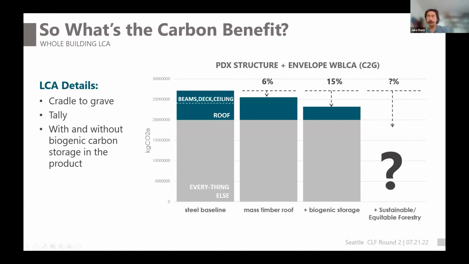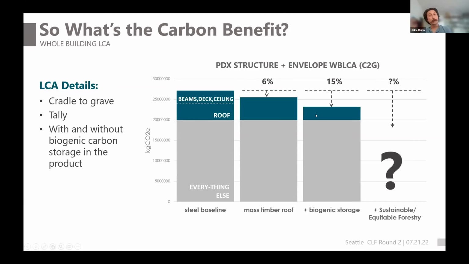And so we've got broken out within this the roof and the beams, deck, and ceiling, which are the things that we had swapped out. And we can see that with typical analysis, once we go to the mass timber roof, we get a little bit of savings, 6%. This is without biogenic storage, right? This is just the EPDs with end-of-life factors and the fact that wood is generally less carbon intensive than our steel open joist counterpart.